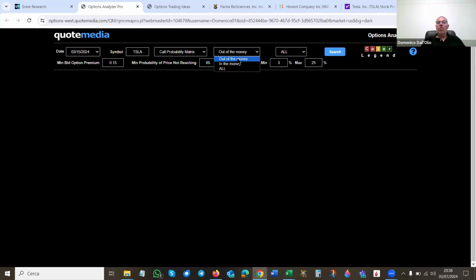In this case, we're looking for the best calls to sell in order to have a good return and a very high probability of not being assigned, so as to keep the stock in the portfolio. So we will pick out of the money options. You could select the monthly or the weekly or all types of options, with a minimum bid price, a minimum probability of not being reached, let's take 75, I don't know, and with an annualized yield minimum of 3 and maximum 25. These are the default settings.